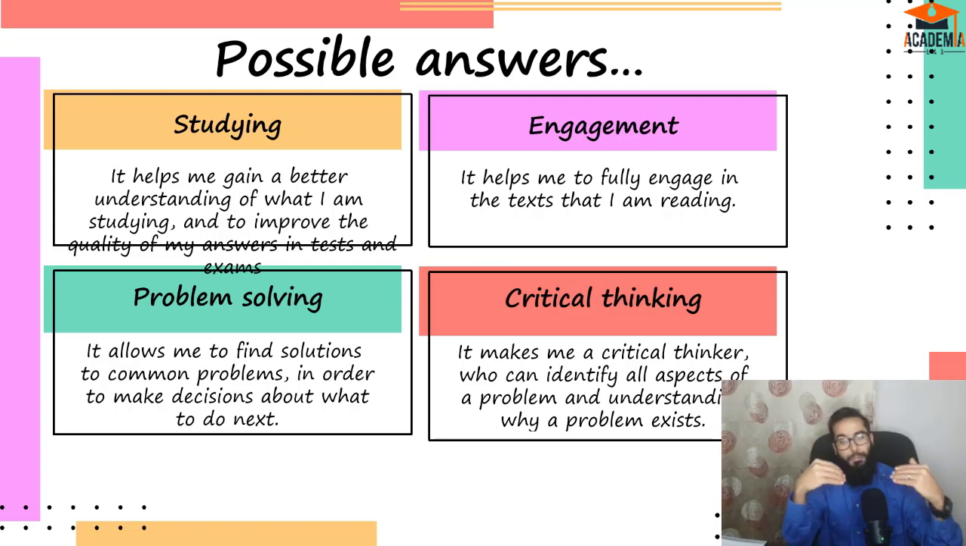So you will be a critical thinker. So you say, why is that happening? And why did it happen in the first place? And how can I solve it? And how can I make it better? All right, so these are the possible answers that you might have written in your notebooks, right? Possible answers are studying, engagement, problem solving, critical thinking. Other students maybe have written something different. I want to read it and I want to see it when we meet online as well.